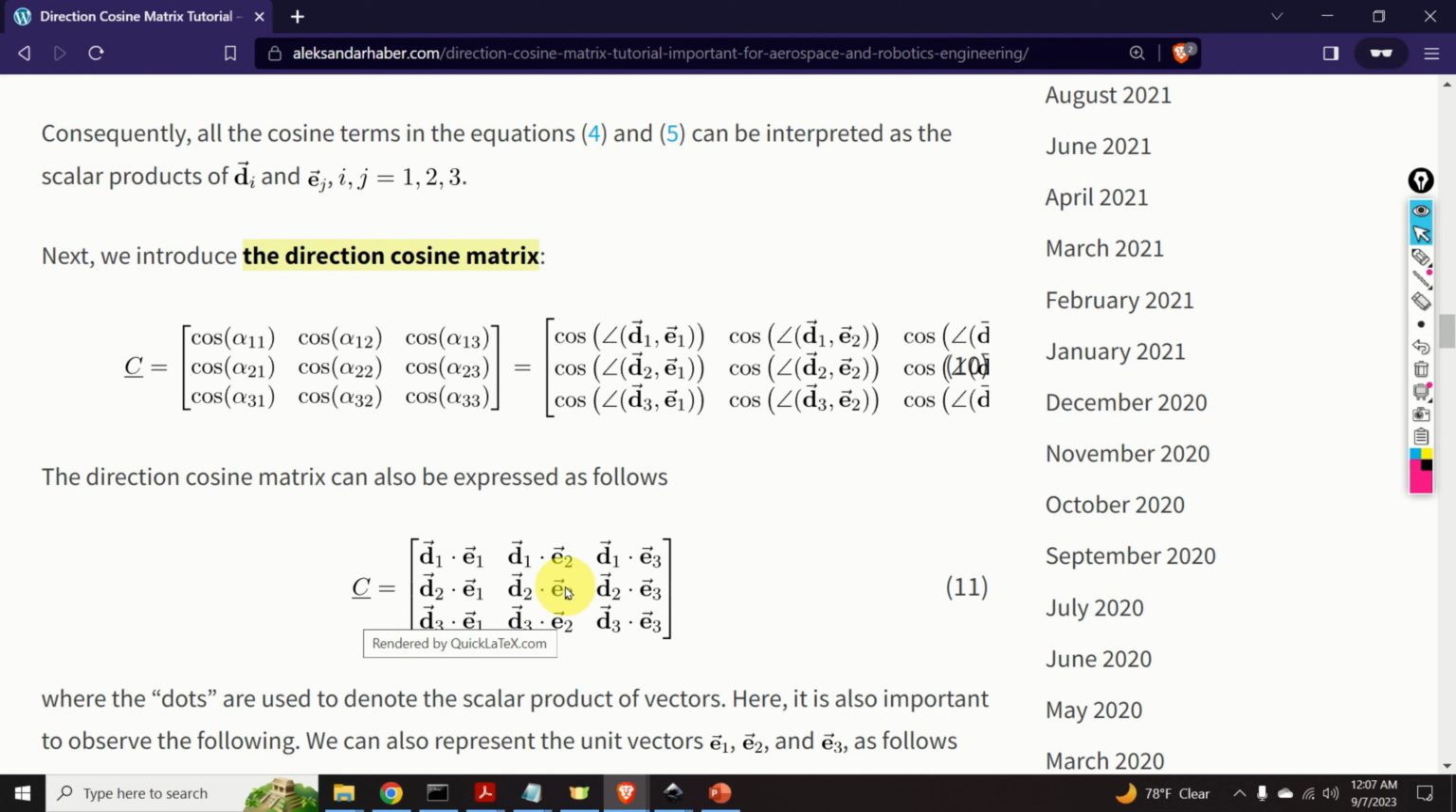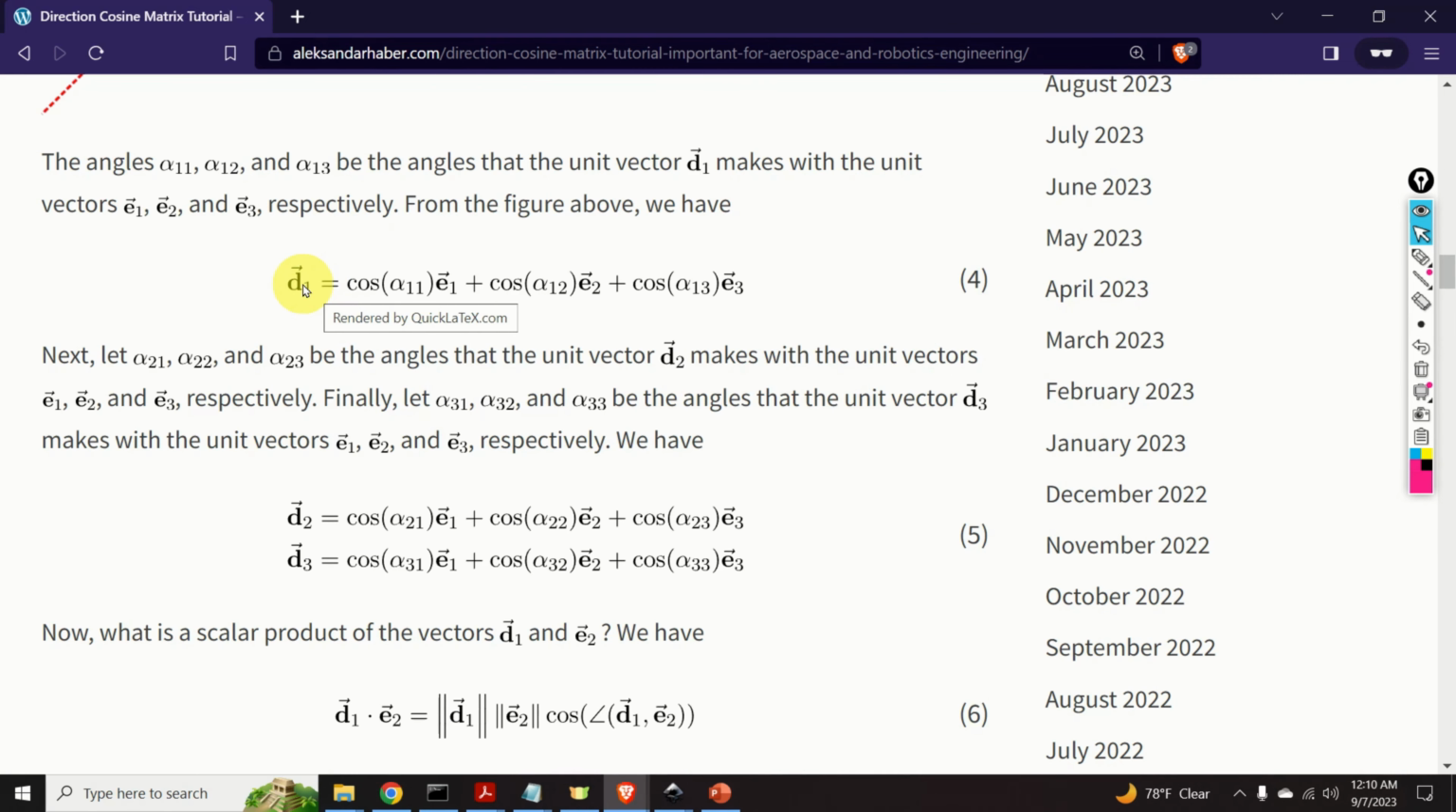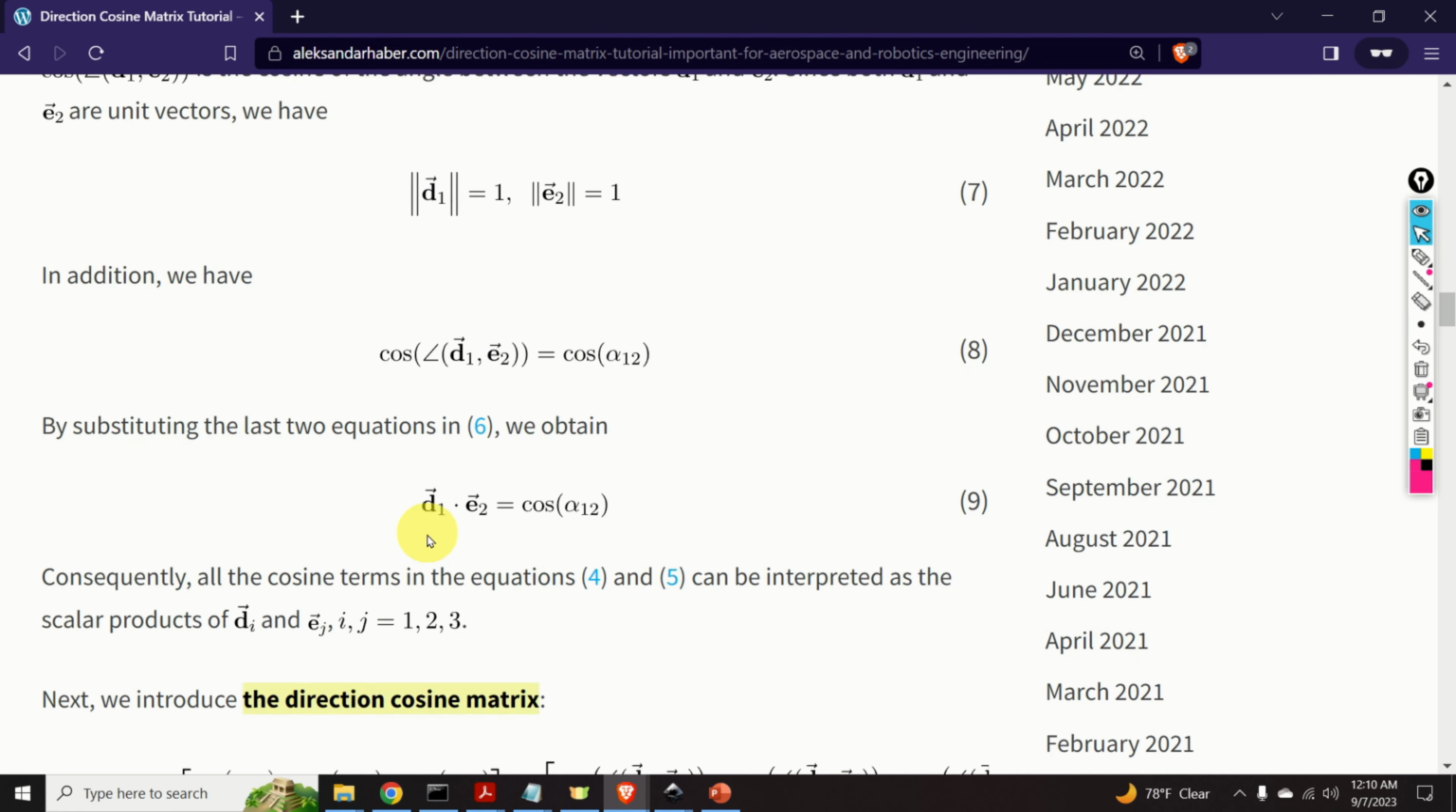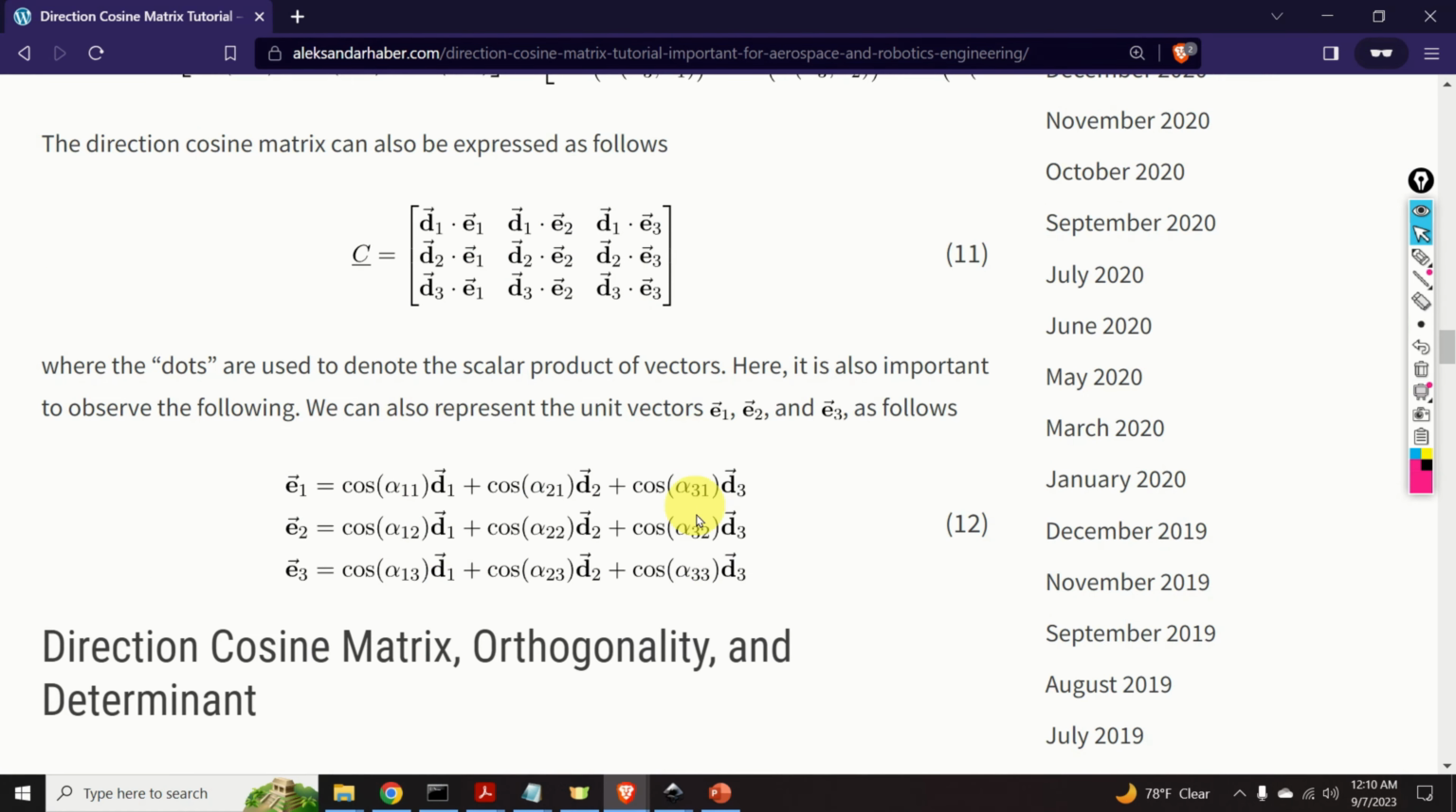Basically, we can form the direction cosine matrix by scalarly multiplying the unit vectors of the coordinate system D with the unit vectors of the coordinate system E. Over here, we represented the unit vectors of the coordinate system D by using the unit vectors of the coordinate system E. However, we can do vice versa. These three equations, given over here, represent the unit vectors of the coordinate system E by using the unit vectors of the coordinate system D.